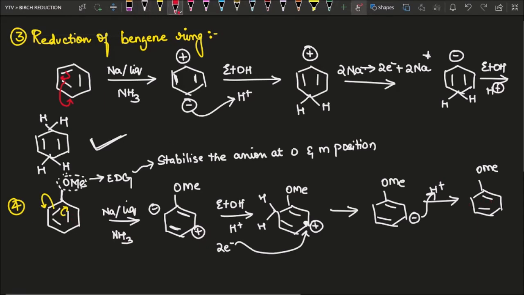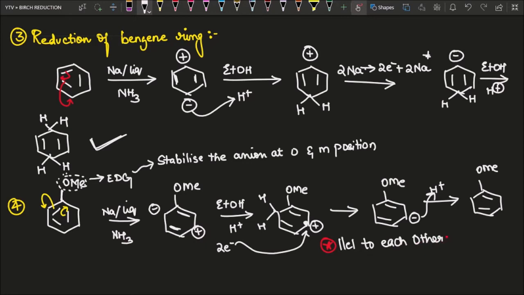Now what is the position of those 2 double bonds? The 2 double bonds are present parallel to each other. That is the first point. Always in Birch reduction you have to remember this point. Whenever we have 3 double bonds, even in benzene ring you would have seen, the 3 double bonds have been reduced to 2. But those 2 double bonds are parallel to each other, right? So always in Birch reduction, whenever the benzene ring is getting reduced, the double bonds will be parallel to each other.